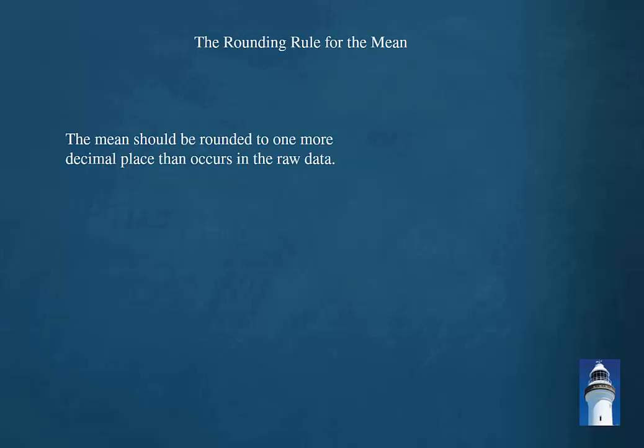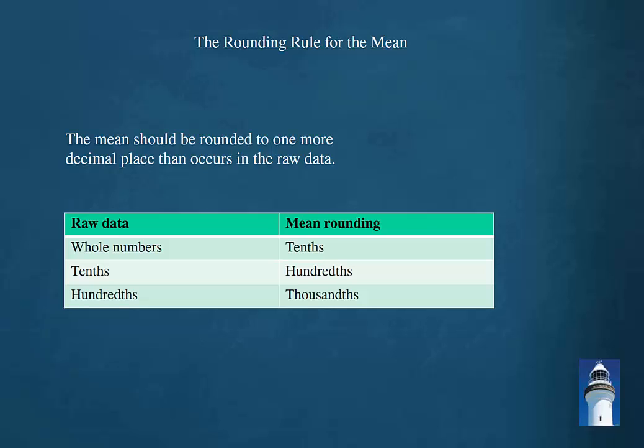The rounding rule for the mean says that the mean should be rounded to one more decimal place than occurs in the raw data. For example, if the raw data are given in whole numbers, the mean should be rounded to the nearest tenth. If the raw data are given in tenths, the mean should be rounded to the nearest hundredth. If the raw data are given in hundredths, the mean should be rounded to the nearest thousandth, and so on.